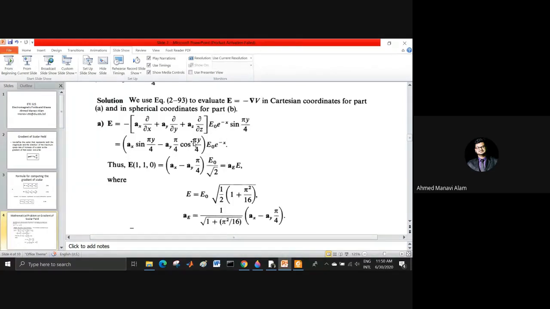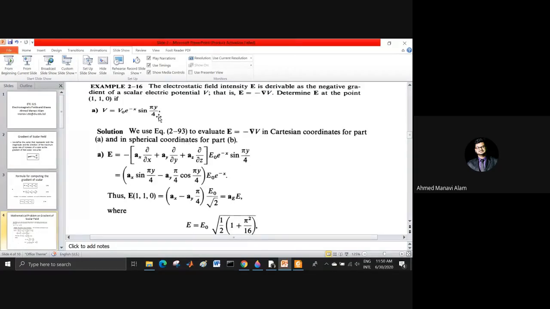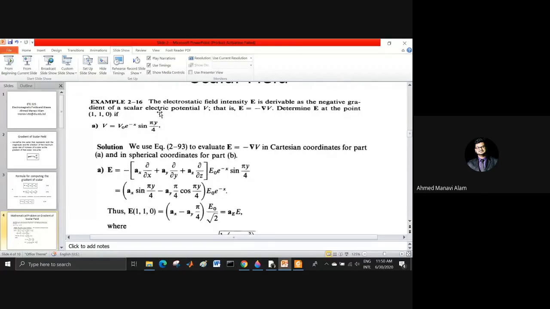So from this line, look, there is no z term here because with respect to z the derivative is zero. Then what is he doing here? The e term comes out, okay. This is actually the gradient of V, that is my e term coming out. Now what is he doing?